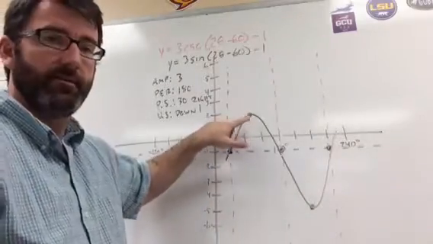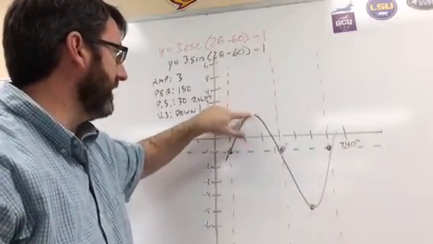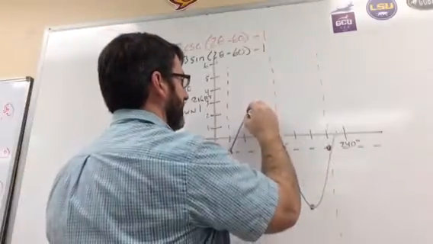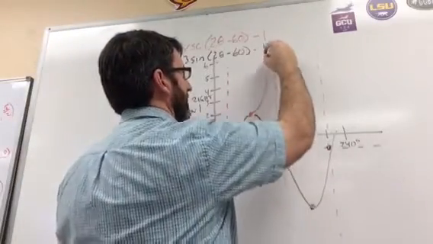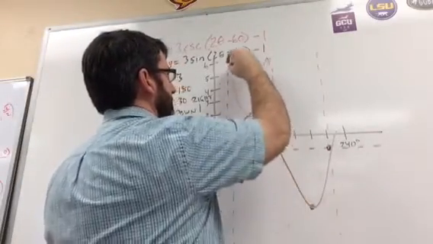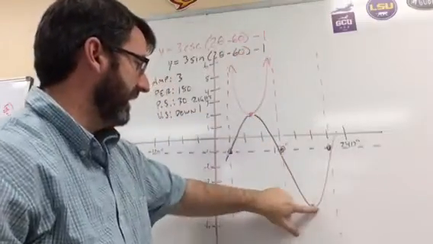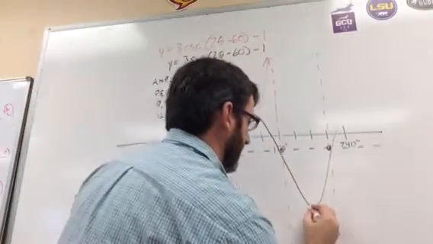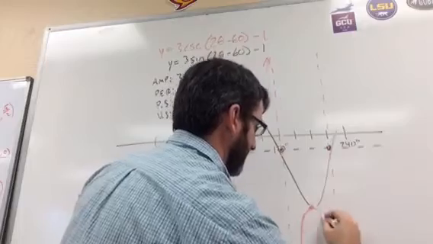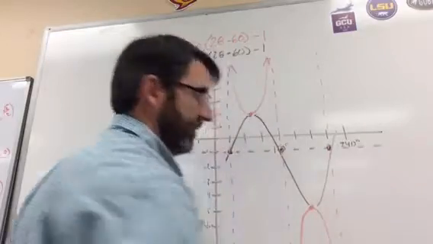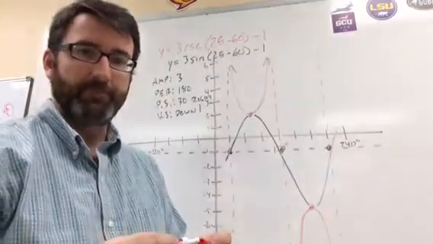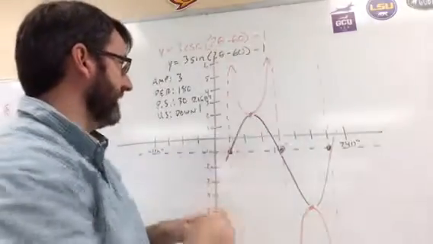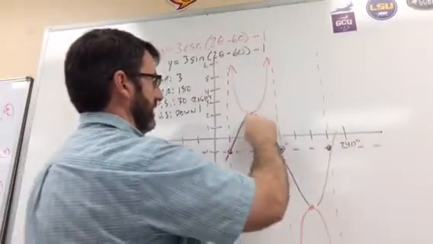And then starting right here at this maximum, we're going to have a point there, and it's going to go up in this direction from there. And then at this minimum, we'll have a point there, and it's going to go down in this direction from there. And so that's our cosecant, just the red part.